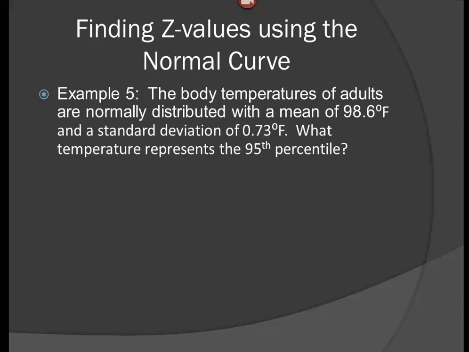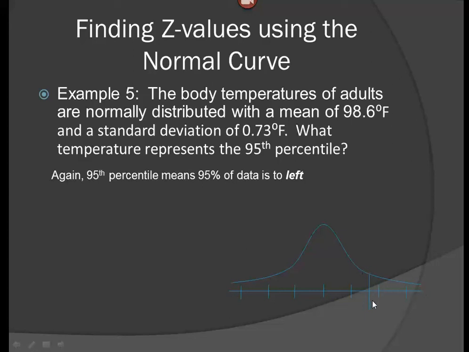Now let's look at some actual data values dealing with real world data. Going back to the body temperatures that we looked at in the previous section, we see that the body temperatures of adults are normally distributed with a mean of 98.6 and a standard deviation of 0.73. The question is, what temperature represents the 95th percentile? Again, what body temperature will 95% of the population be below, 5% be above? If we look at that from the picture, we can see that 95% would be below this temperature and 5% would be above.